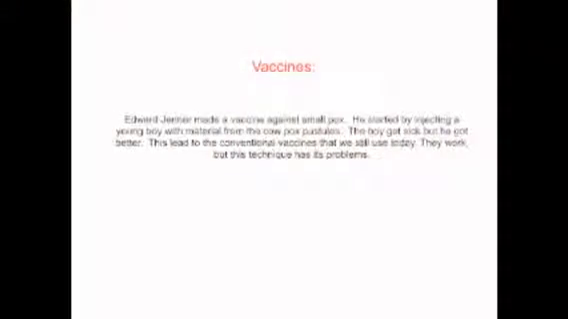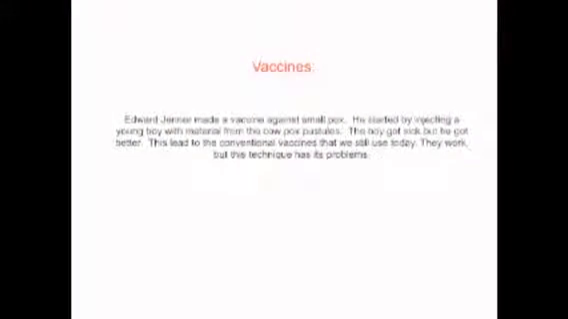As we learned in lecture, Edward Jenner made a vaccine against smallpox. He started by injecting the young boy with material from the cowpox pustules. The boy got sick, but he got better. This led to the conventional vaccines that we still use today. They work, but this technique has its problems.